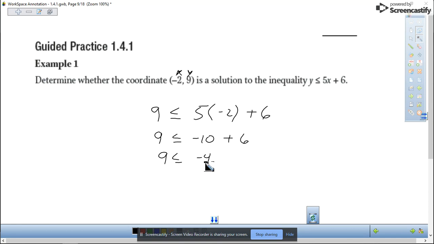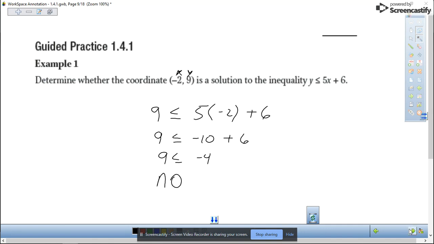Is that a solution to that inequality? No, it is not. It would have to be the other way around: 9 is greater than or equal to -4. If that was the case, then yes, that would be a solution. So, being able to solve these inequalities and figure out what's a constraint and what's not, let's look at what you're going to be dealing with more, which is word problems.